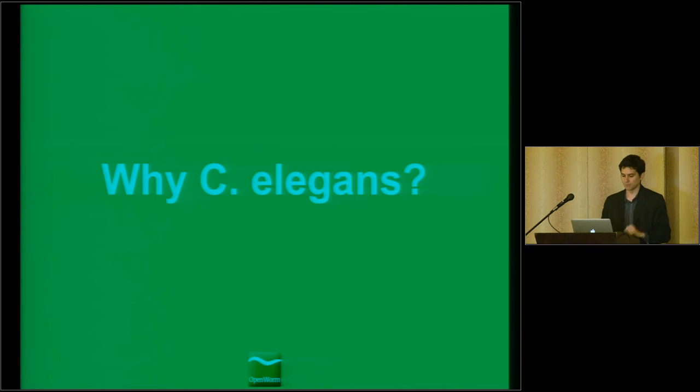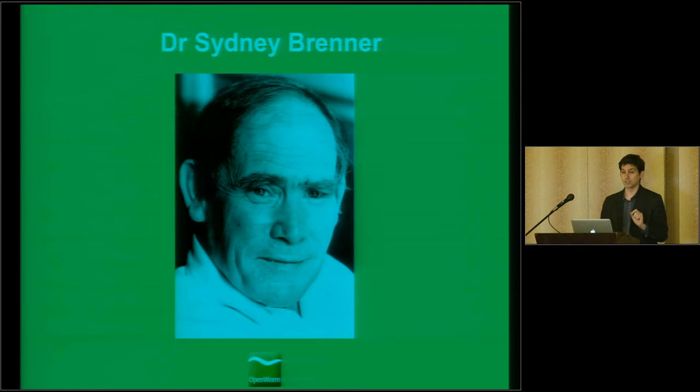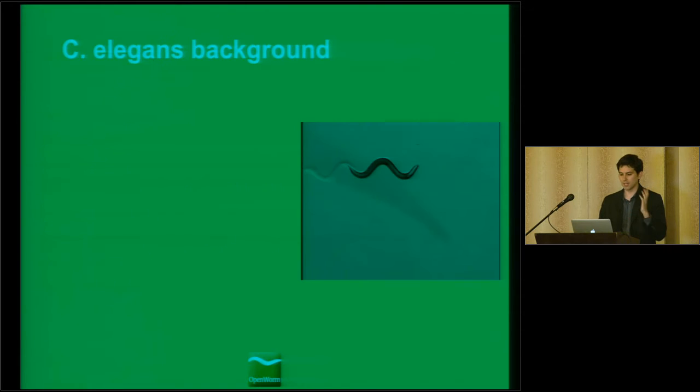Okay, so open science, transition to why. Why C. elegans? We had some good justifications already, so let me just say a little bit more about that. C. elegans was first promoted as a model organism for biology by Dr. Sidney Brenner, who is still alive. He's emeritus at the Salk Institute. This is back in the 50s. He picked C. elegans for many great properties that it has.